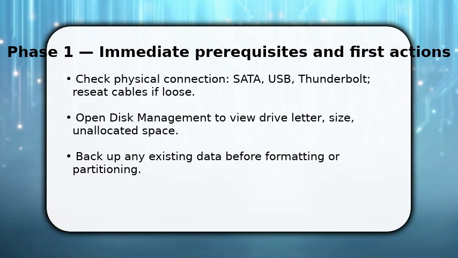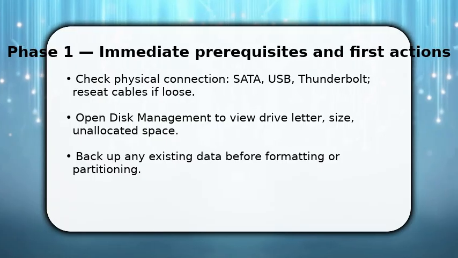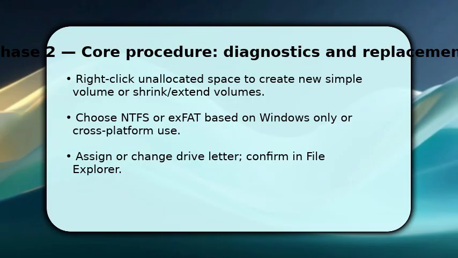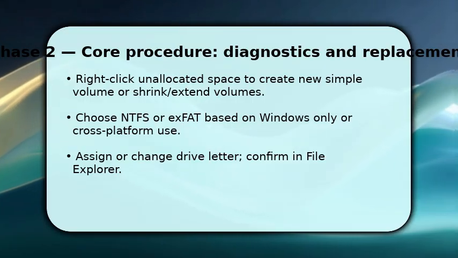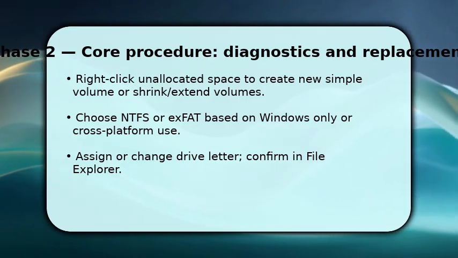Now you format and partition the drive to make it usable. Right-click the target area, create a new volume, then pick Size and File System, NTFS for Windows features, exFAT for compatibility. Make sure to set cluster size and label the volume for easy identification.